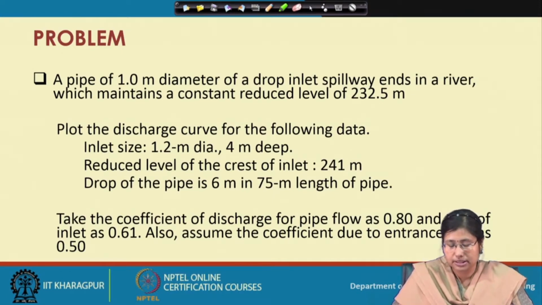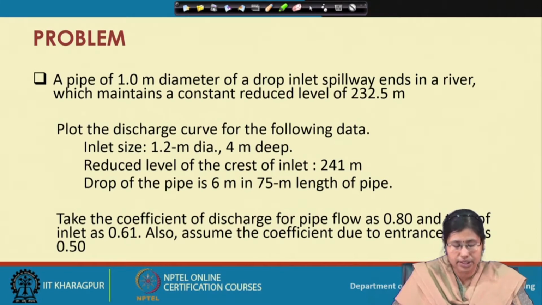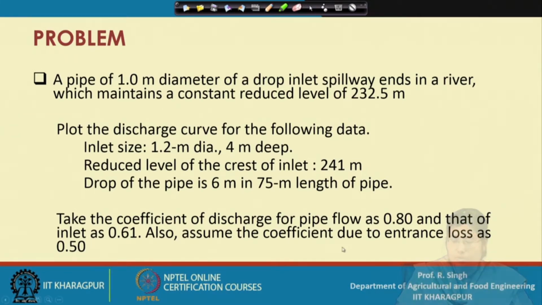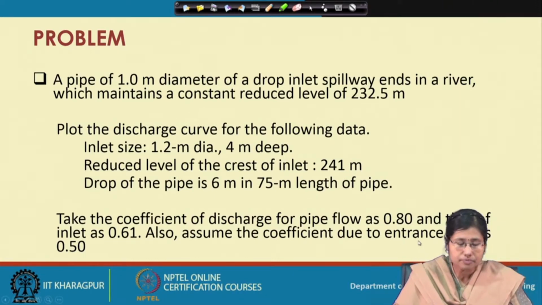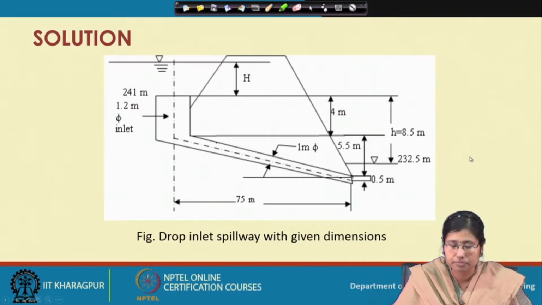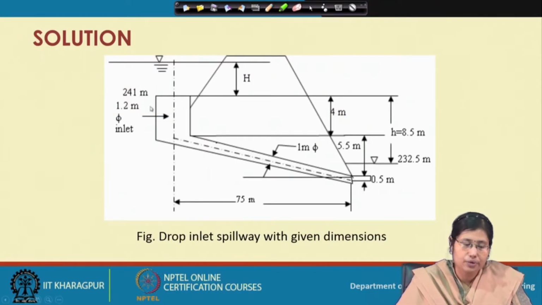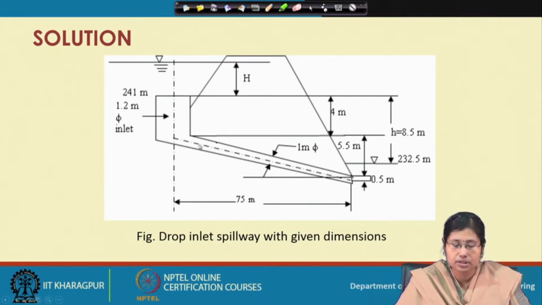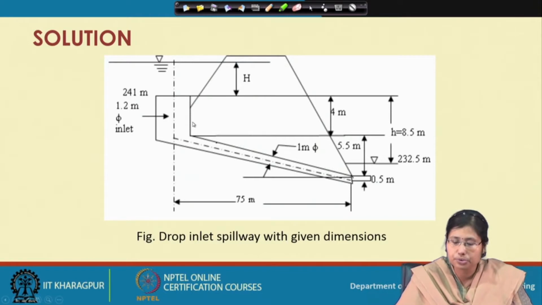So, some of the data is given as the coefficient of discharge for pipe flow is 0.80 and the coefficient of discharge at the entrance is 0.61, and also assume that the entrance loss coefficient Ke is kept as 0.50. Now, this is the complete figure. This is kept as 241 meter and the diameter here at the entrance is 1.2 meter.